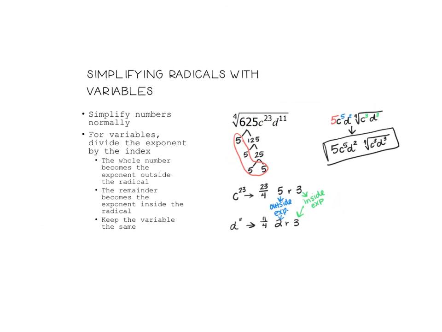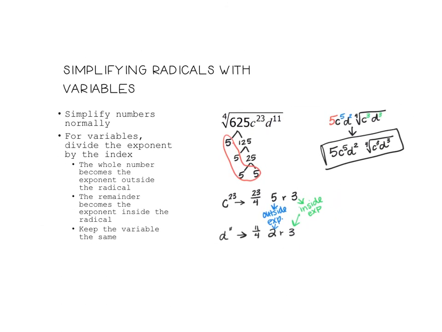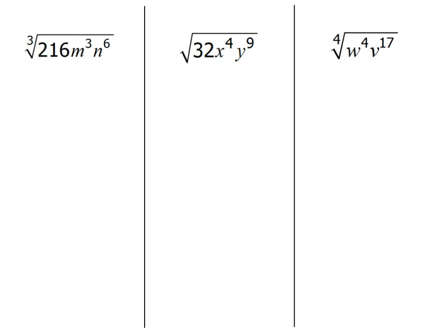So again, just to look at those steps, simplify your numbers. Normally for variables, you're going to divide the inside exponent by the index. The whole number, which was 5 or 2, is the whole number in our division, becomes the outside exponent. The remainder, which was in this case 3 both times, becomes the inside exponent. So let's look at one more example before we do some practice.